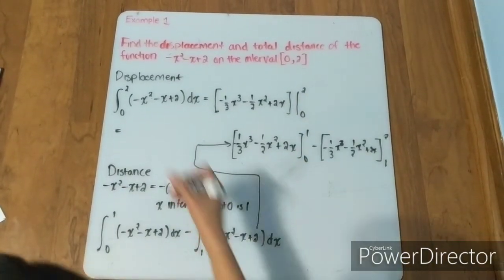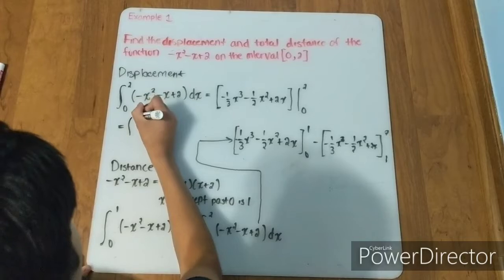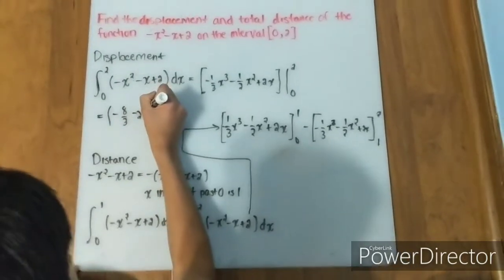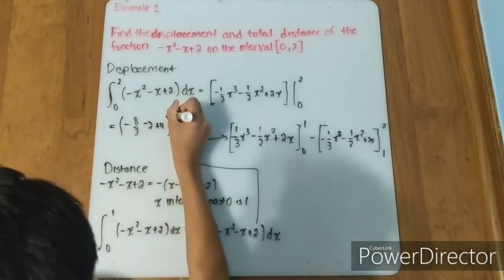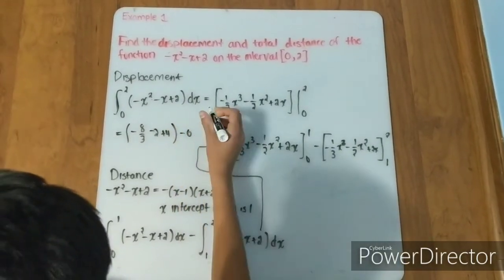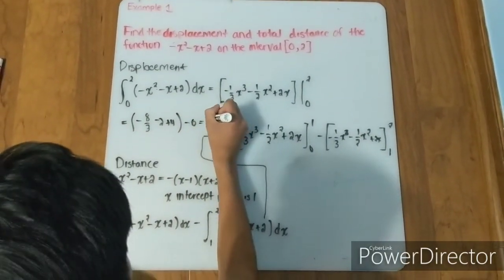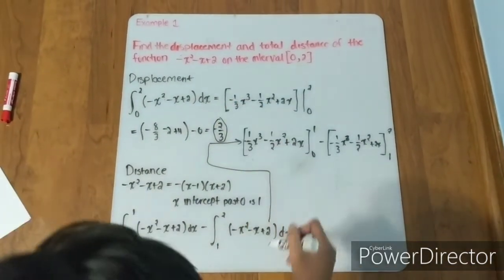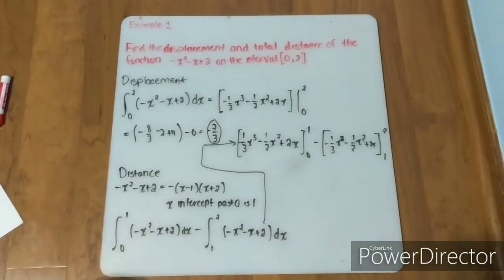This then solves to be negative 8 over 3 minus 2 plus 4 minus 0, which is equal to negative 2/3. This is our displacement. Now moving on to distance.